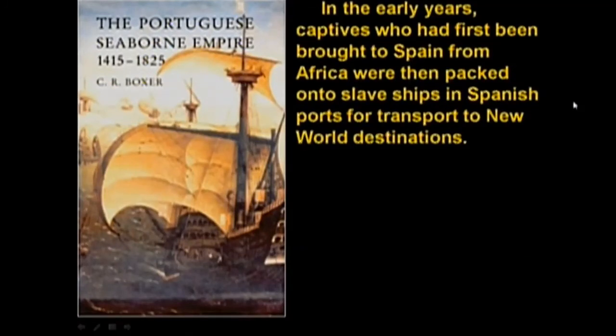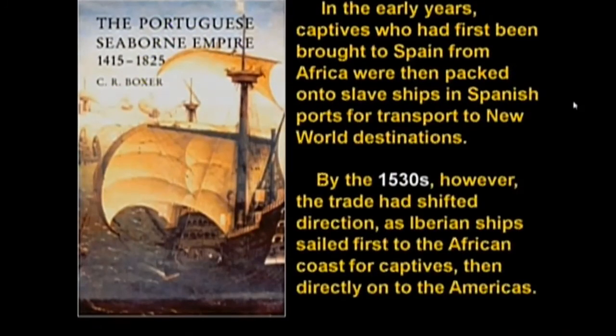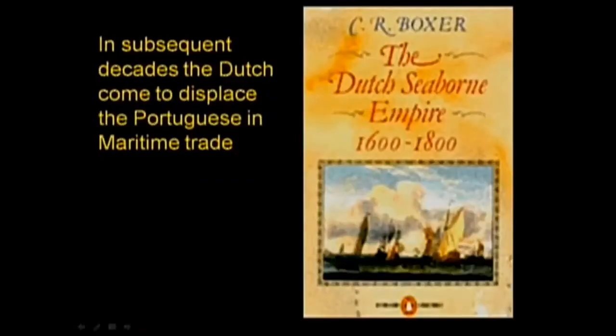But as things developed by the 1530s, the trade had shifted its direction, and in many cases the Iberian ships sailed first to Africa and then straight to the Americas. Now, the 1530s was still the period in which Vasco da Gama was head of the Portuguese presence in India. But the shift had already been made in moving across the Atlantic.